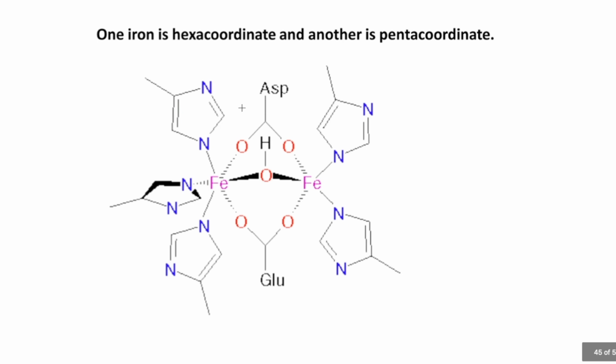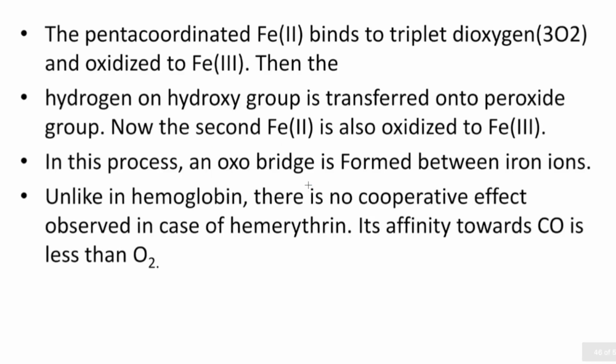This is how the active site looks. So you can see that 2 iron atoms are bridged to each other through the hydroxyl group, and on this side you have aspartate and on this side you have glutamate, and on one side you have 3 histidine units and on the other side you have 2 histidine units. So one iron is hexa coordinated, whereas the other one is penta coordinated. So this iron has 1, 2, 3, 4, 5 and 6 coordination on this side, whereas this one has 1, 2, 3, 4 and 5, so penta coordinated.